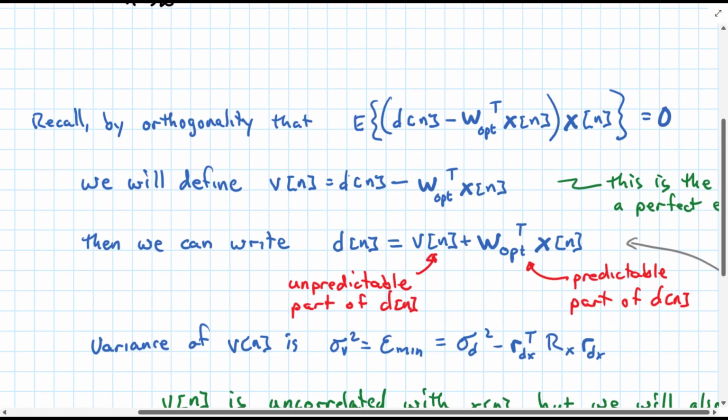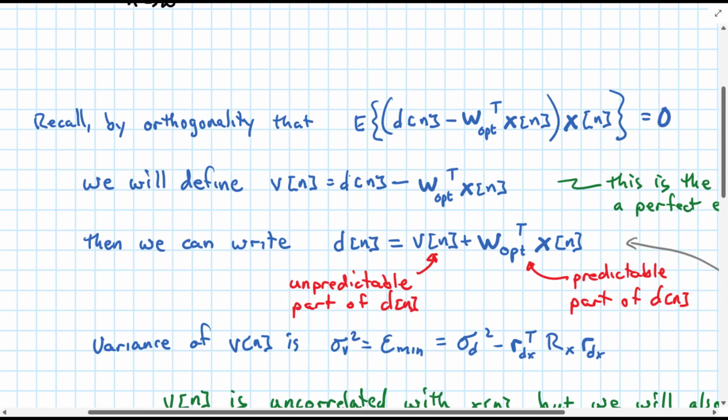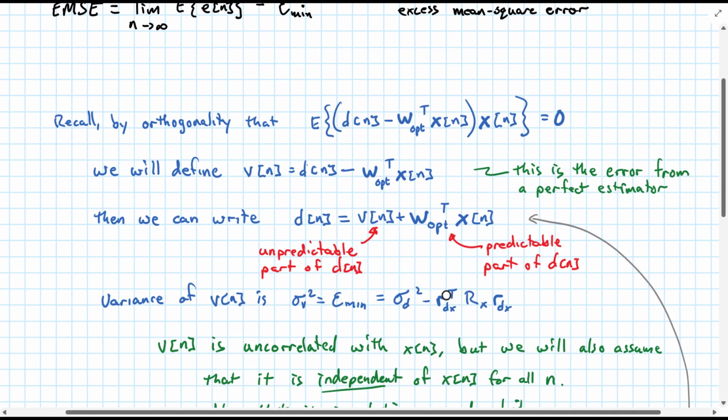Okay, so this first page of notes is actually mostly going to be laying the groundwork. The first is, recall that by orthogonality, we have that the error at any given sample is going to be orthogonal to the input. That is, the expected value of the error times the input is going to be 0. So we're going to define a new quantity that will be quite useful. That is the error that we would get if we had a perfect estimator. So Vn is equal to d minus the optimal weights times our current input.